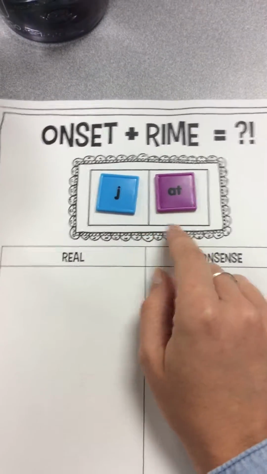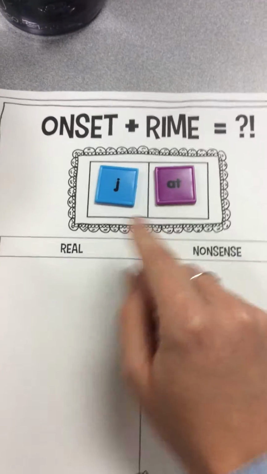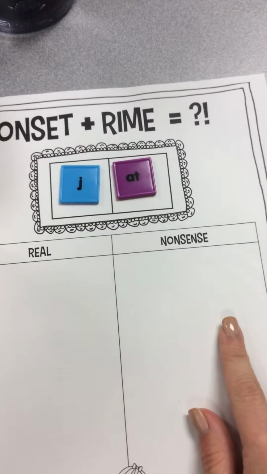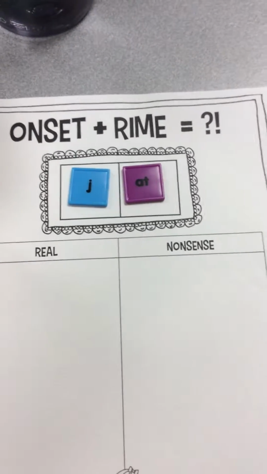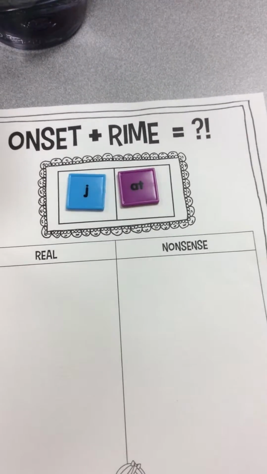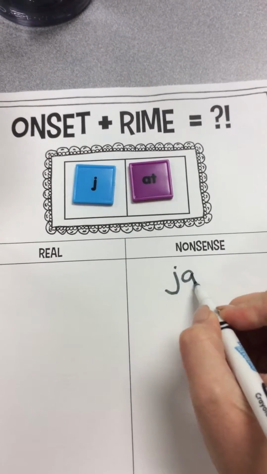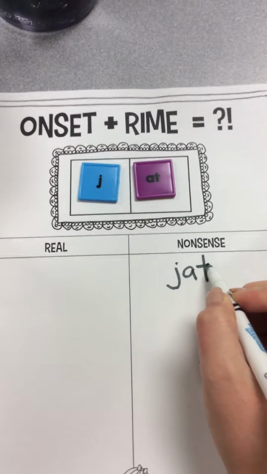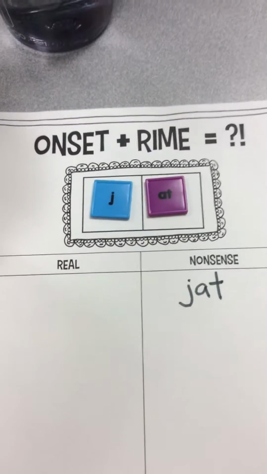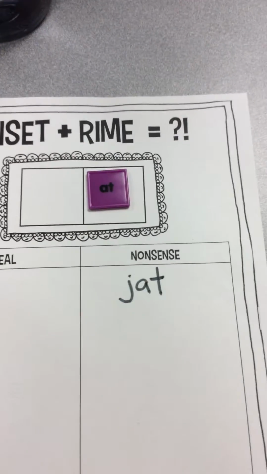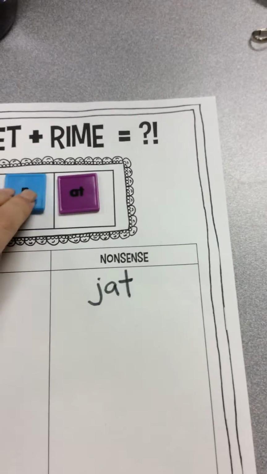J, at, jat. If it's a real word, I'm going to write it on the real word side. If it's a nonsense word, I'm going to write it on the nonsense word side. Since jat is not a real word, I will write it over here. My partner and I both have to agree on what the word says and where we should write it before we can do that.